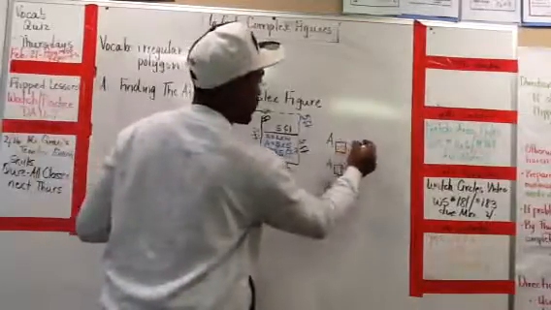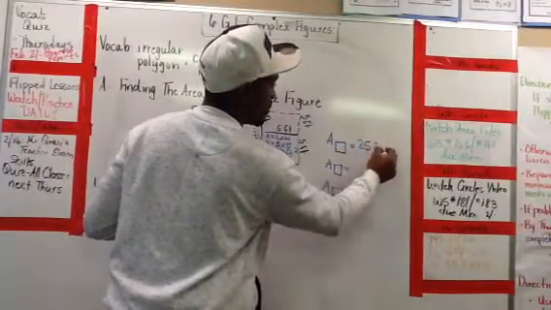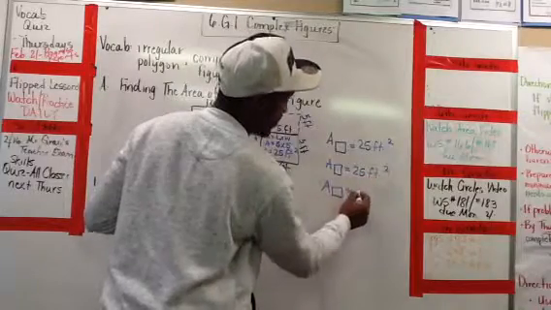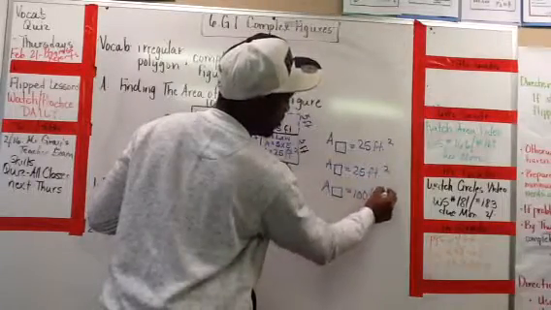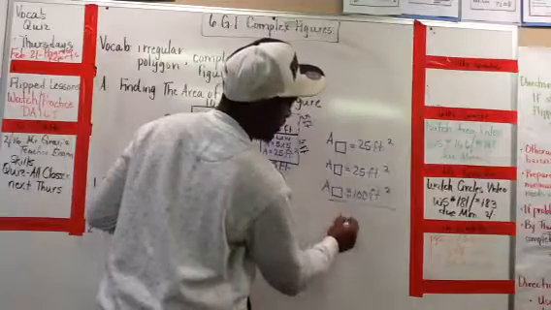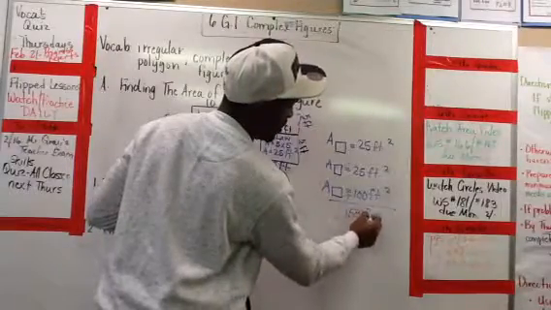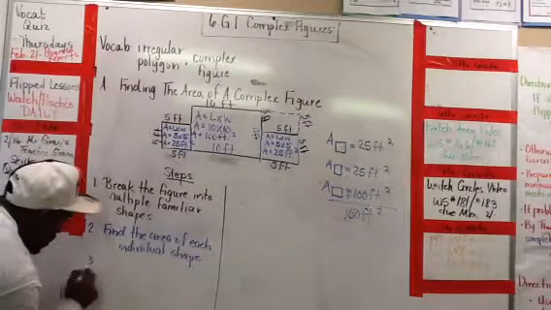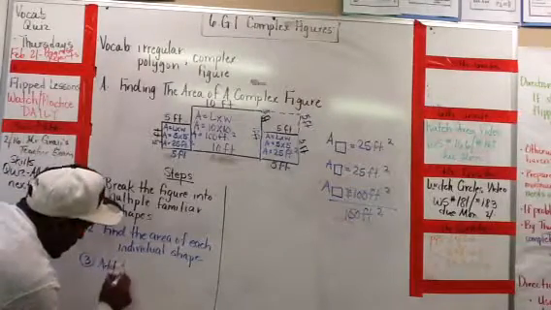So I'm looking at 25 feet squared, 25 feet squared, and 100 feet squared. Well, Mr. Gray, what do I do from there? I add them, and I get 150 feet squared. And after you do that, step 3 is add the areas.